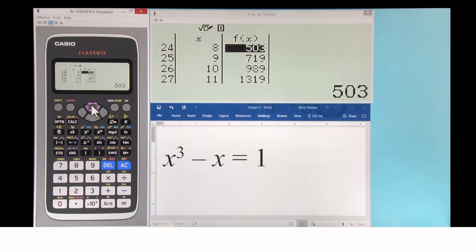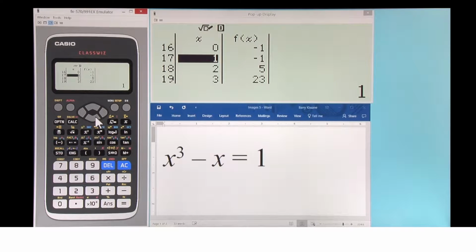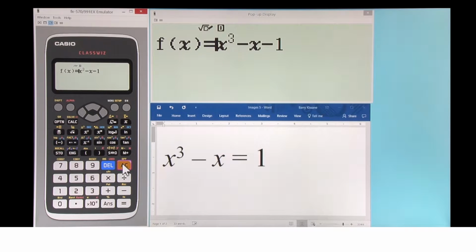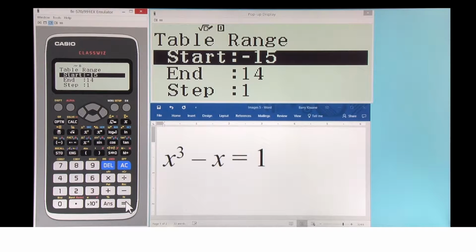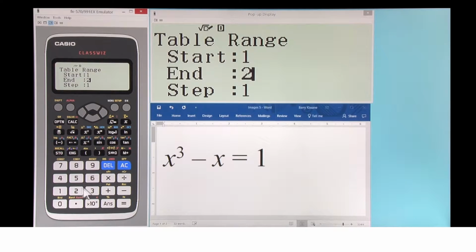And it looks, if we look carefully, somewhere between 1 and 2, when x is 1 and x is 2, there's a value when the function might be 0. So let's look more closely at the table near those particular values. So clear, we'll change the values now to those between 1 and 2 and use steps of 0.1 to look in a little bit more closely.